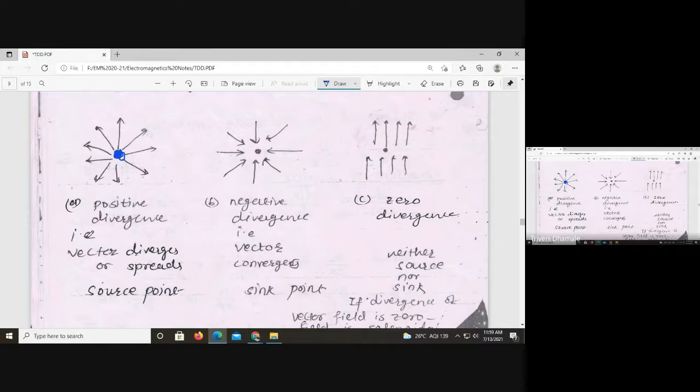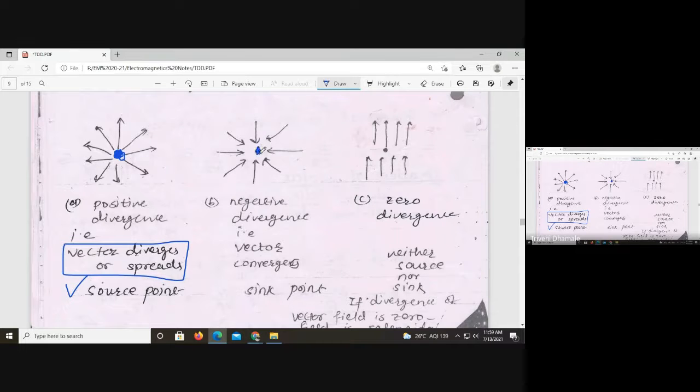Always the electric flux lines originate, that is, go outward from that positive charge. That is known as the vector diverges or spreads, and it is also known as the source point. Obviously, इससे हमें कुछ तो output मिल रहा है, so it acts as a source point. Now the negative divergence, that is, the vector converges. Converges means it is the sink point.